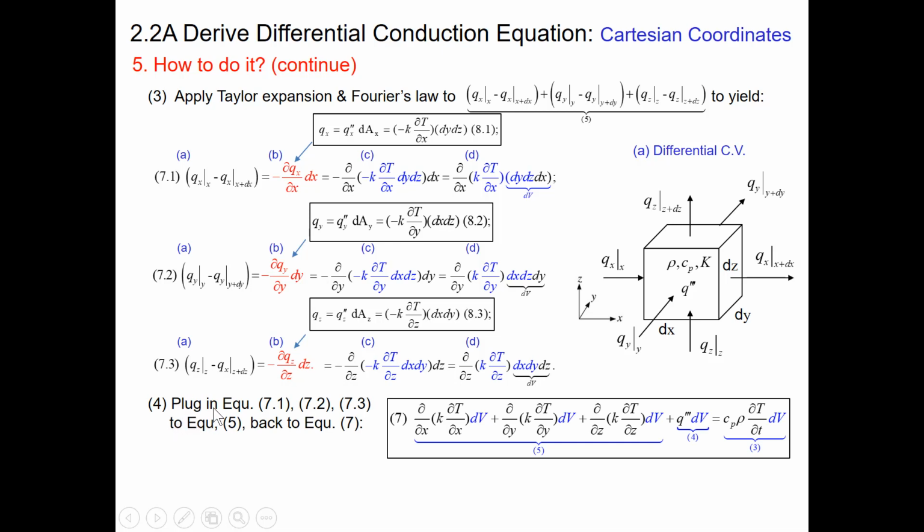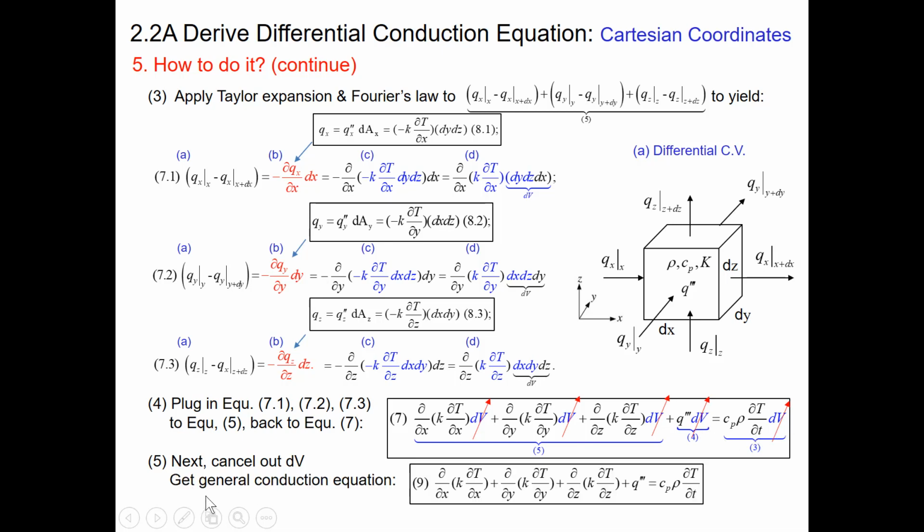4. Plug in equation 7.1, 7.2, and 7.3 into equation 5 and back to equation 7. 5. Next, cancel out the differential control volume dV to get the general conduction differential equation, which is represented in equation 9.